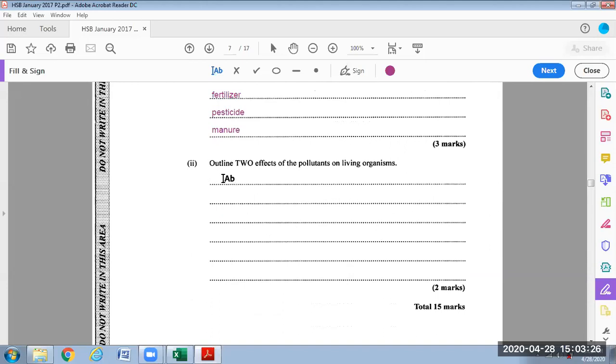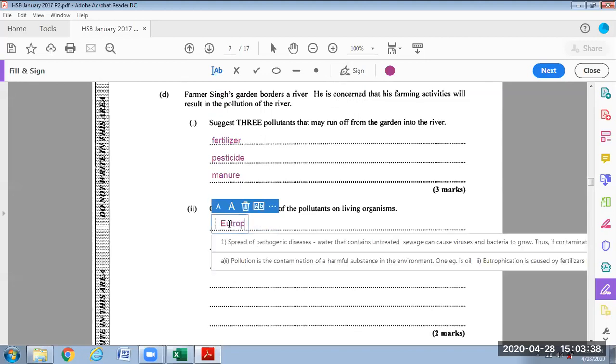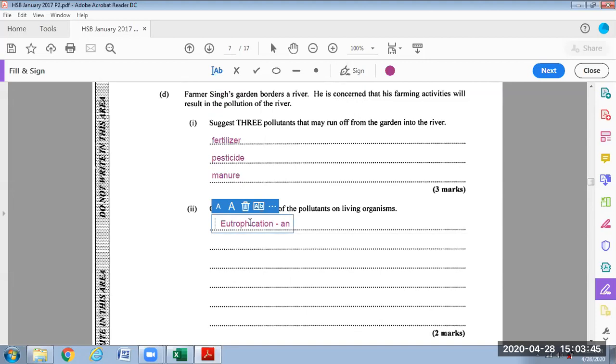Part 2. Outline 2 effects of the pollutants on living organisms. All right, with the fertilizer, I will help you all out. It can cause eutrophication. There is plenty of algae growing on the water. And so, an abundance of algae growing on the surface of water due to the fertilizer runoff.